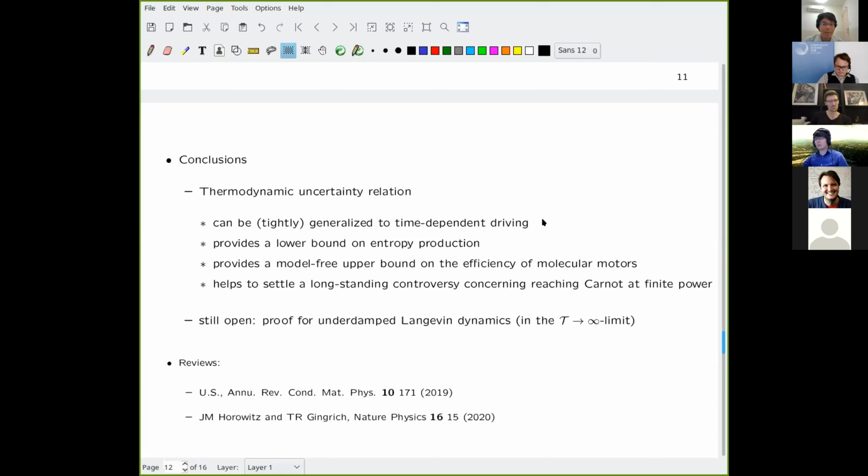I don't think I have to go through this. Let me just mention as an aside, for those who like open problems, to my knowledge, it's still not proven for underdamped dynamics. And here are 2 papers, and I want to highlight the nice review by Jordan and Todd Gingrich on this uncertainty relation.